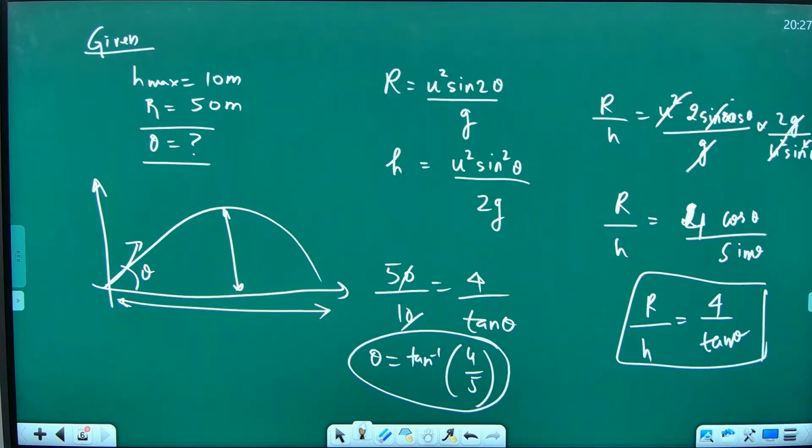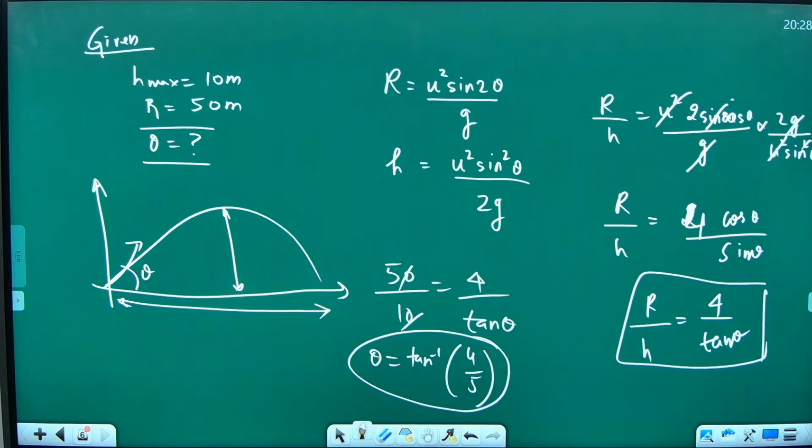First of all, you cannot equate both. How are you equating both? You should find the ratio, not equate. Did they say they are equal? Then how can you equate? You have to divide. H is equal to U square sin square theta by 2G. When you divide both, U square will get cancelled, G will get cancelled, and you will get the R by H ratio.